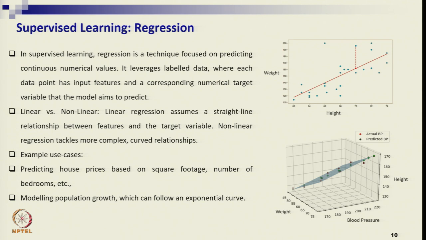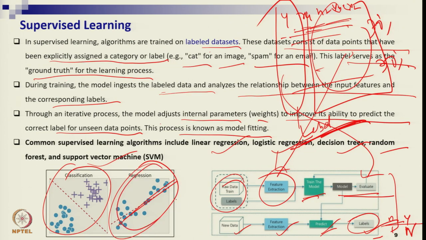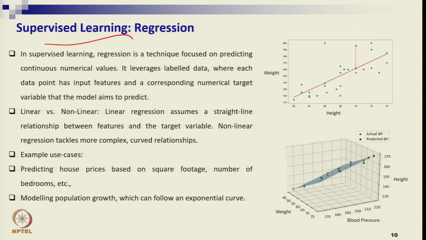Now, as I mentioned, for each of them I will give one example. First is regression. One example of supervised learning is regression. We have discussed in detail single linear regression and multiple linear regression. In single linear regression, you have the basic definition y equals alpha plus beta x, where x is the input and y is the output.